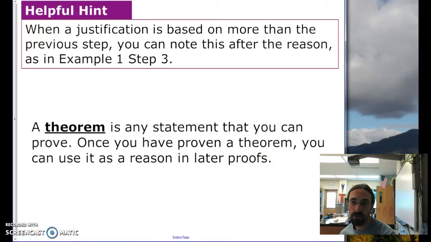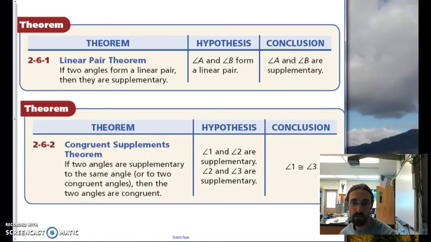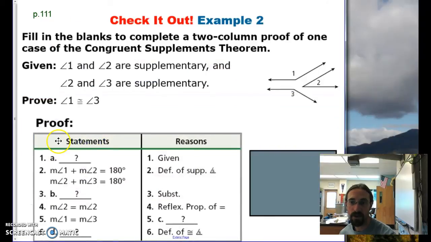So helpful hints: when you combine steps, you're going to see them indicated by like step 1 and 3. And again, a theorem is any statement that you can prove. Once you have proven a theorem, you can use it as a reason in later proofs. You already have these theorems written down. It is really important that you get them in your notes and you understand why. Congruent supplements and linear pair. If they form a linear pair, then the angles are supplementary.